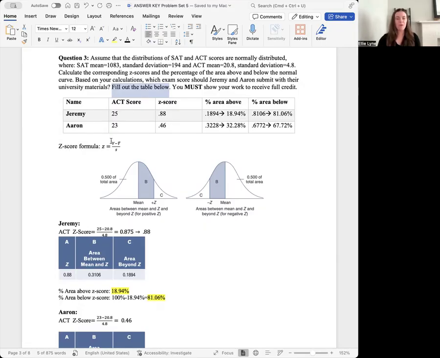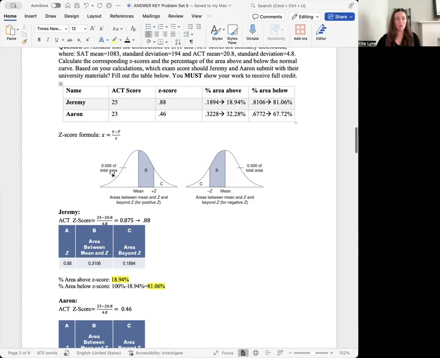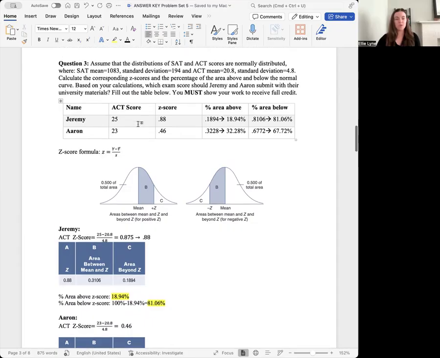So let's take a look at both Jeremy and Aaron's scores here. We see from the question itself that Jeremy scored a 25 and Aaron scored a 23. Obviously this is the answer key, so our answers are already up here, but I want to show you the actual work, which is here below. To calculate a z-score, you need to take y, which is the observation itself, so either 25 for Jeremy or 23 for Aaron, subtract the mean score, which we can pull from the question itself up here, and divide that by the standard deviation, which we will also pull from the question up here.